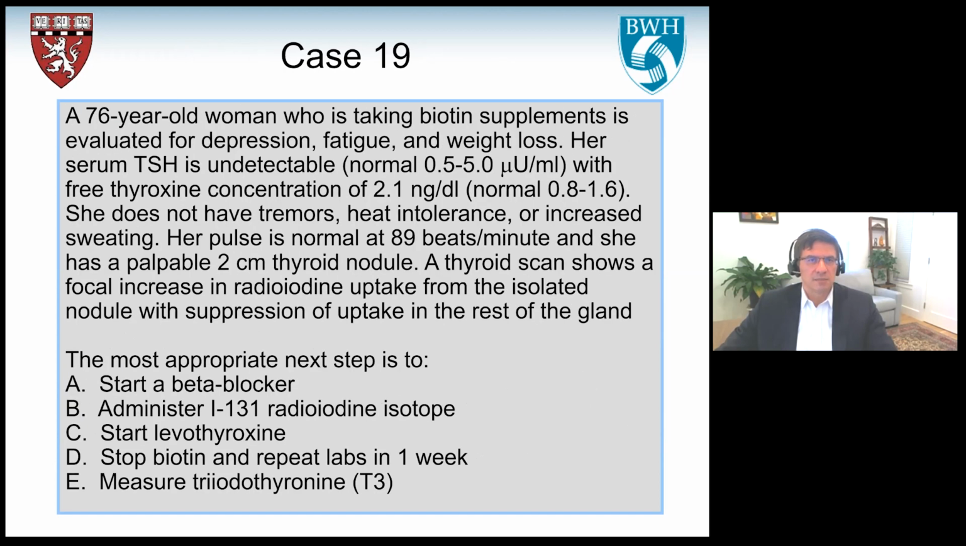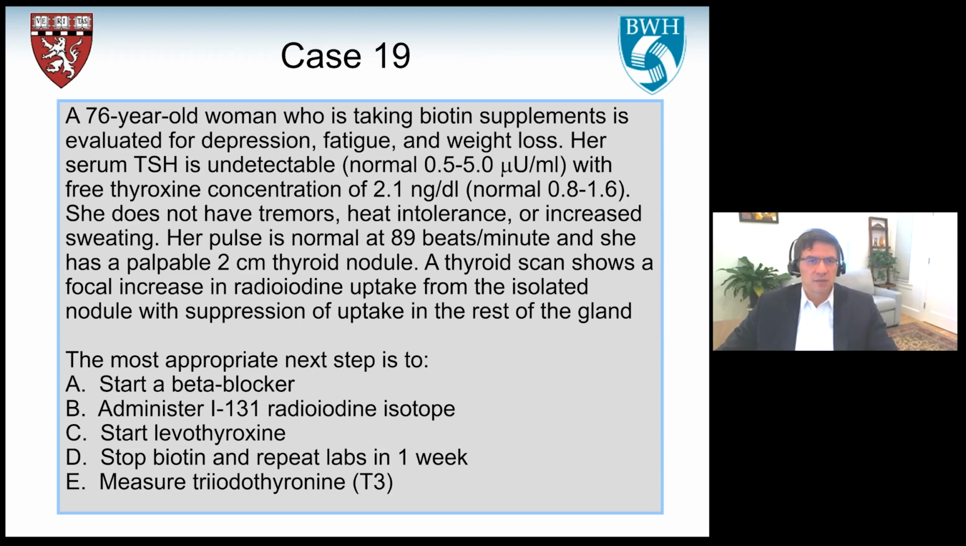Case 19. A 76-year-old woman who is taking biotin supplements is evaluated for depression, fatigue, and weight loss. Her serum TSH is undetectable, with free thyroxine concentrations of 2.1 nanograms per deciliter, with the upper limits of normal being 1.6. She does not have tremors, heat intolerance, or increased sweating. Her pulse is normal at 89 beats per minute, and she has a palpable 2-centimeter thyroid nodule.